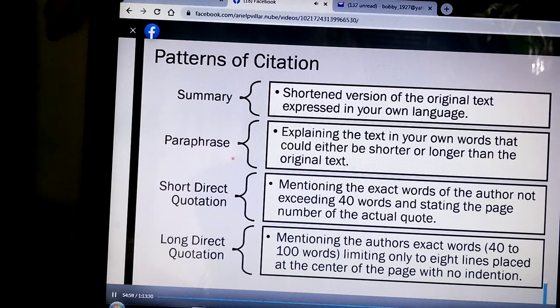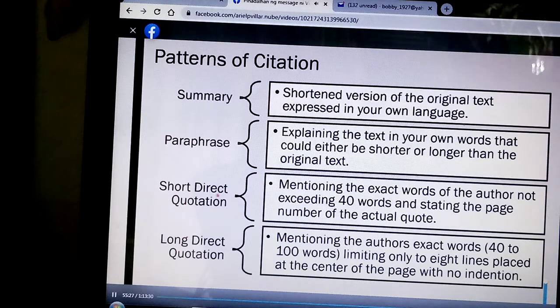And when you do paraphrase, you write it also in one paragraph of the same length, kasing haba, using your own words. Okay? So when you do paraphrase, the original is 10 sentences. So sa'yo, siguro one paragraph, mga 9 to 10 sentences, 8 pwede na, and so on. Basta magkasing haba.